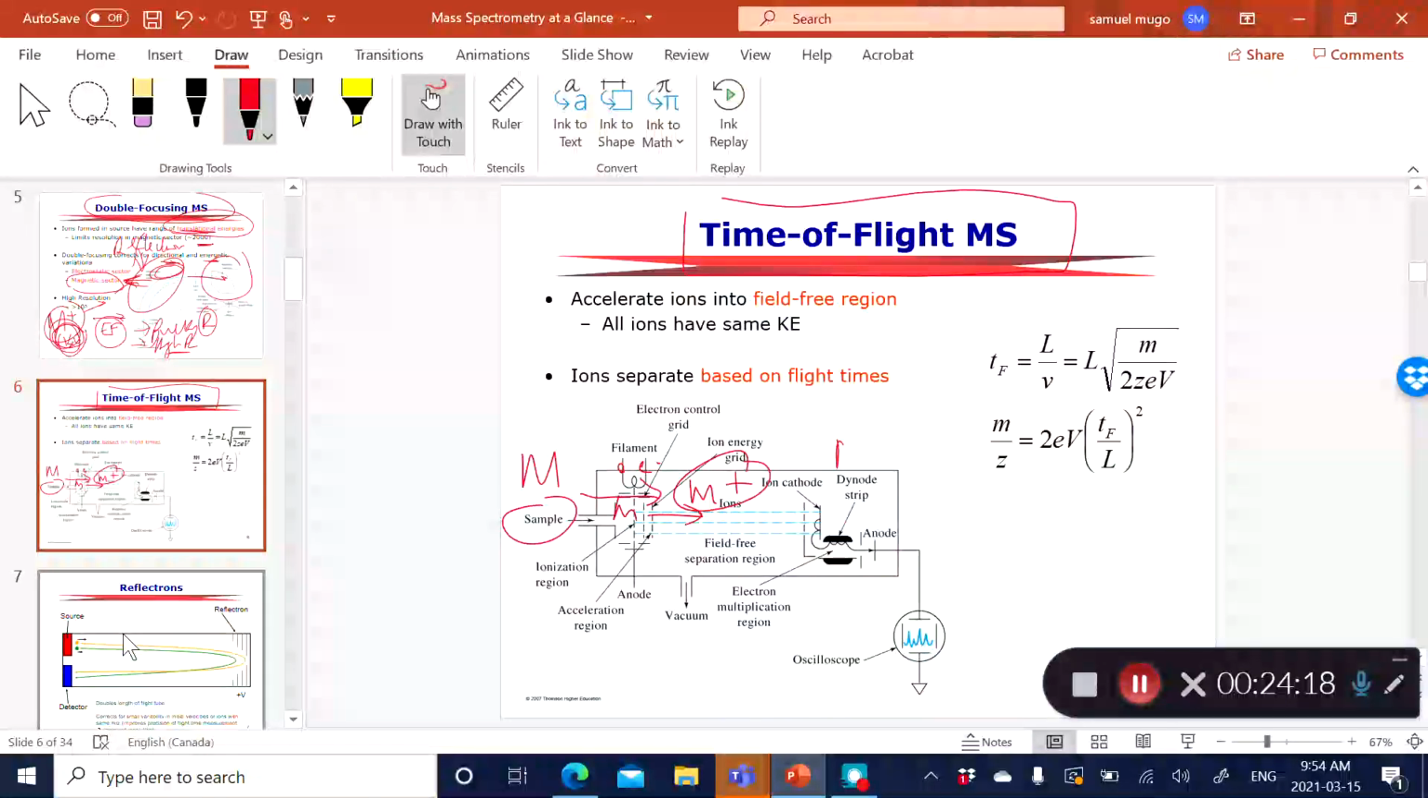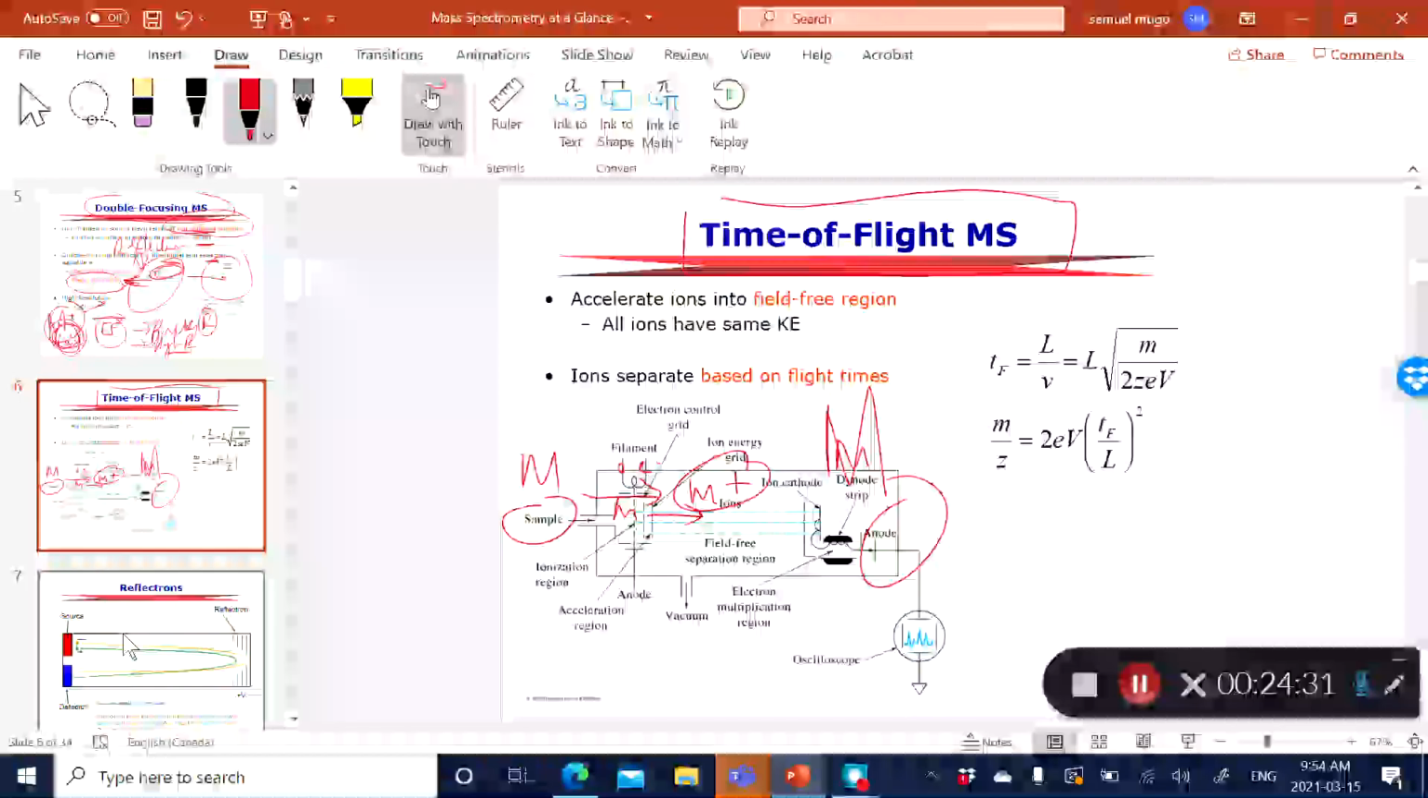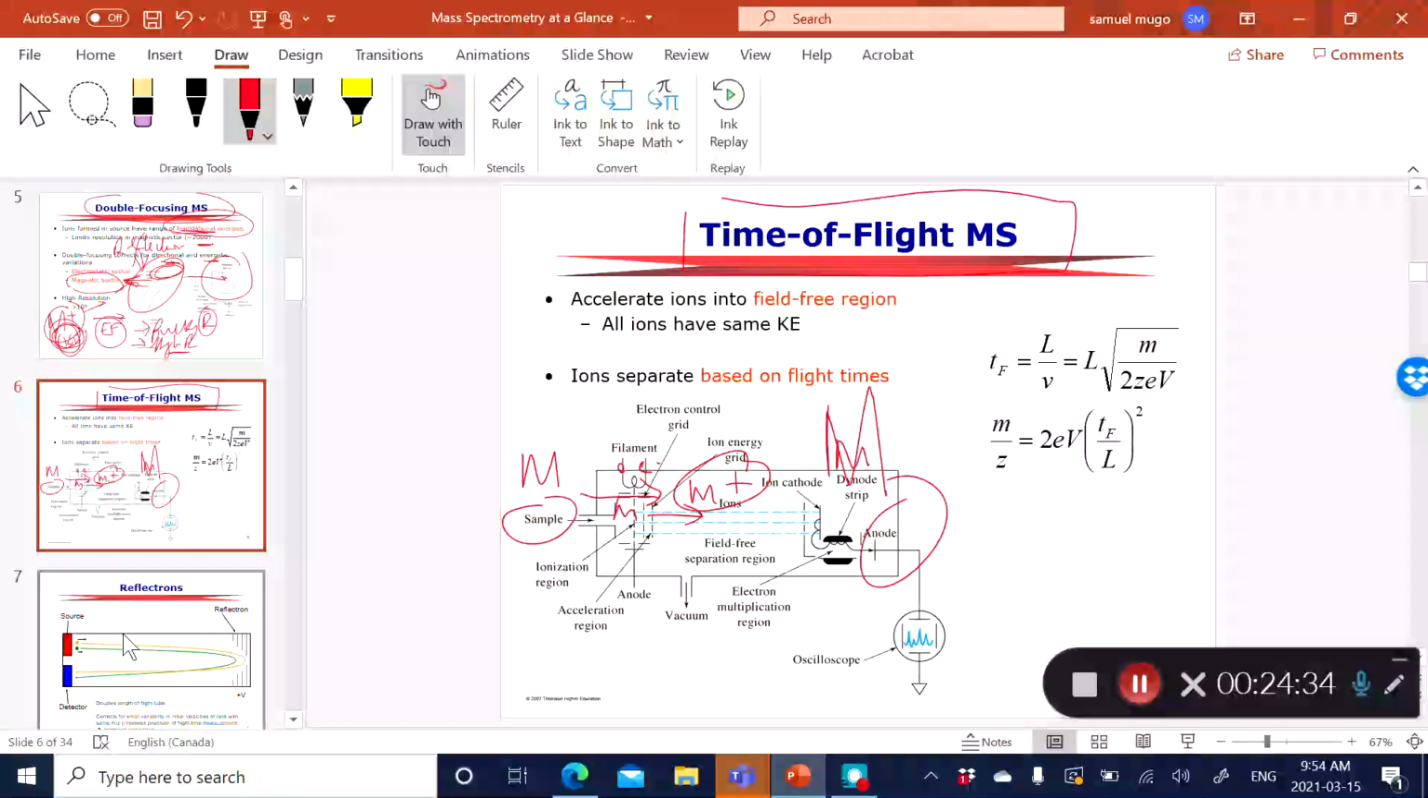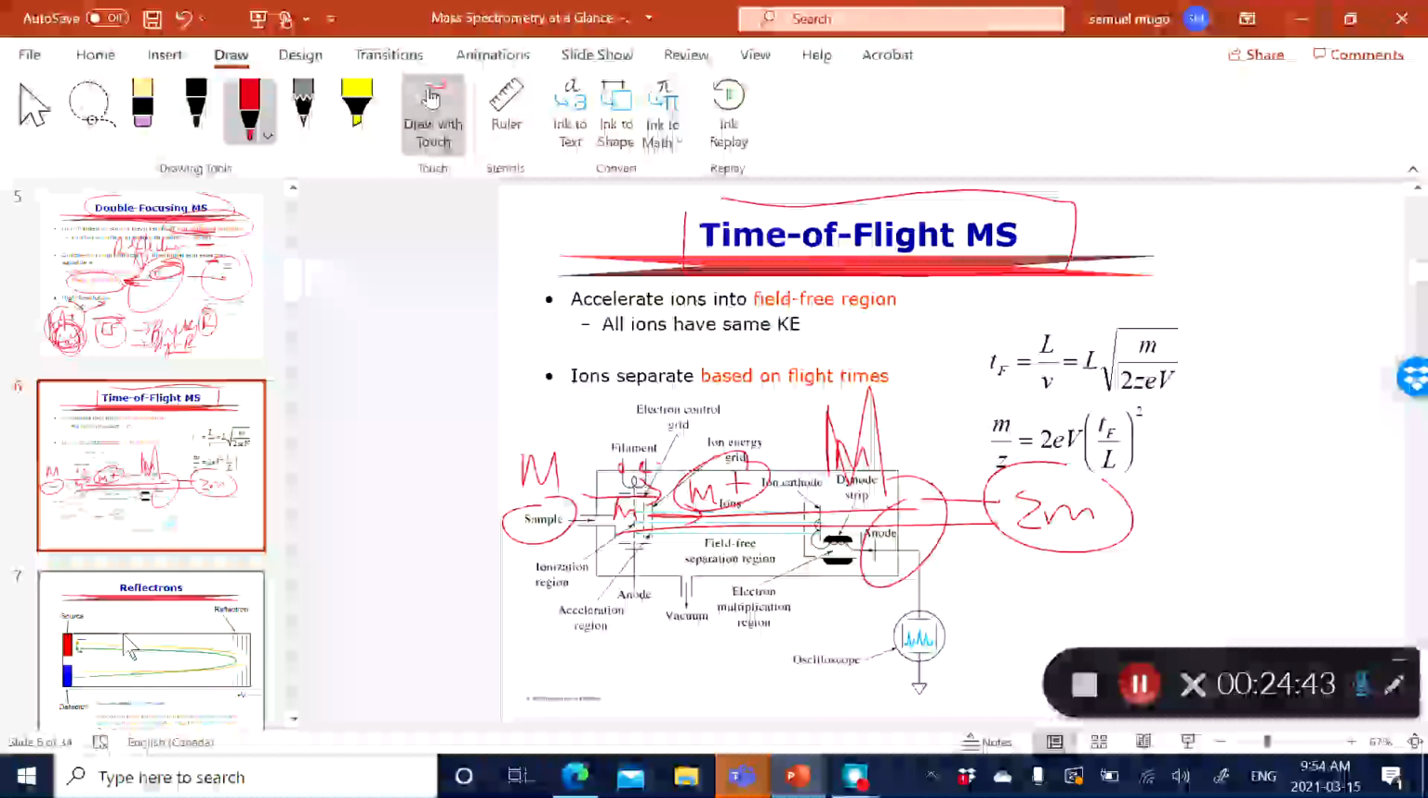The ones that are lighter, they're gonna run faster, and so they're gonna end up in the detector at different times. And so that's very easy to understand, the time of flight. In fact, usually the tube can be about 2 meters long. And so the ions just accelerate in a relay through the tube.